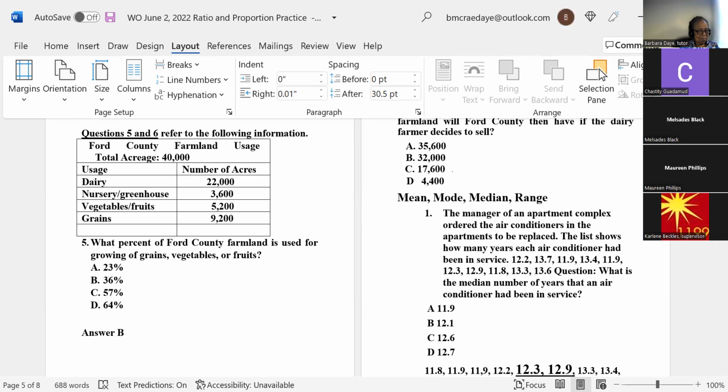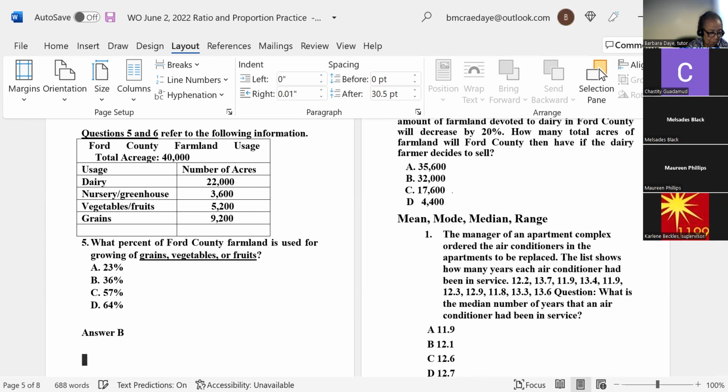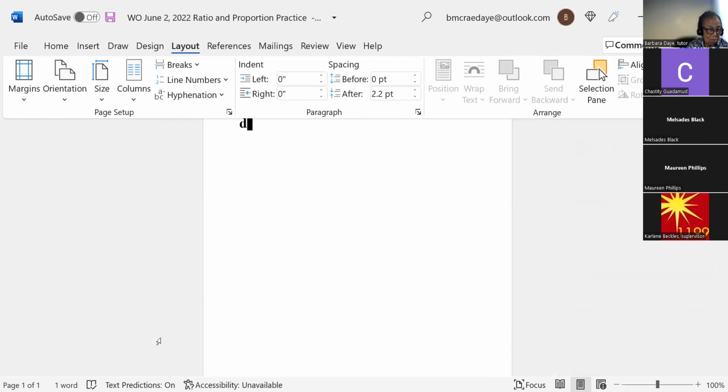Okay. What percent of the country's farmland is used for growing grain, vegetables, and fruits? I added those 2 numbers. Okay, very good. Good start, Maureen. So you took the grains, vegetables, and fruits and added them up. That's these 2 categories right here. 5,200 and 9,200. So you added.